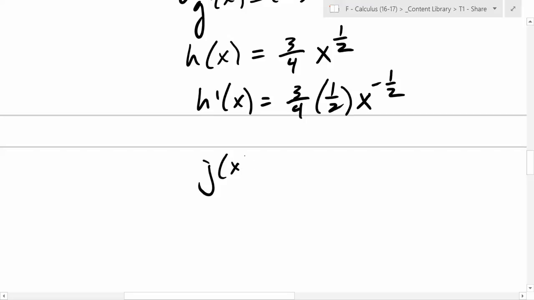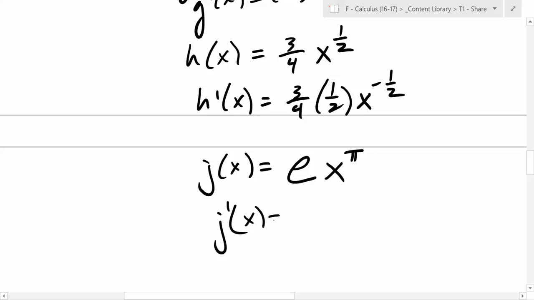So let's make it even stranger. What happens if j of x is equal to, I don't know, e x to the pi? Those are constants, right? So what does j prime of x equal? E times pi times x to the pi minus 1. Done. There it is. That's it. There's the derivative.